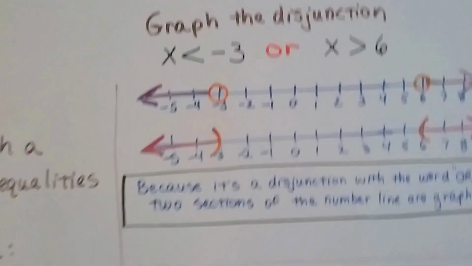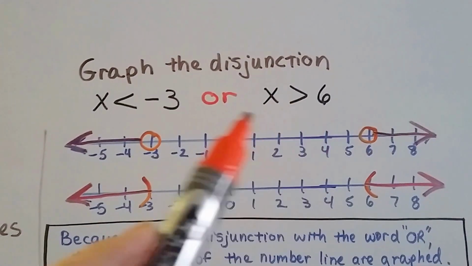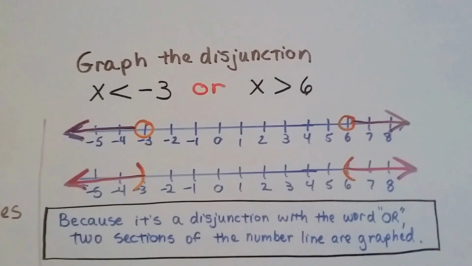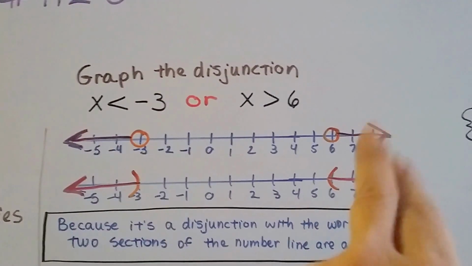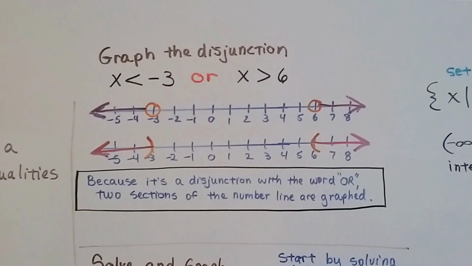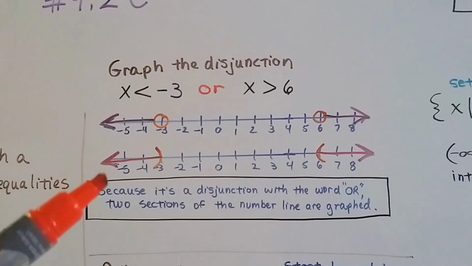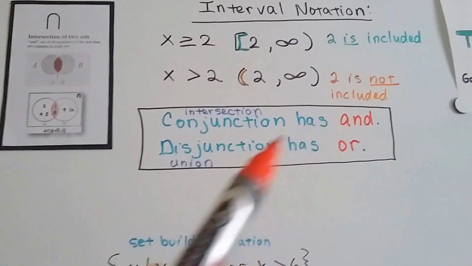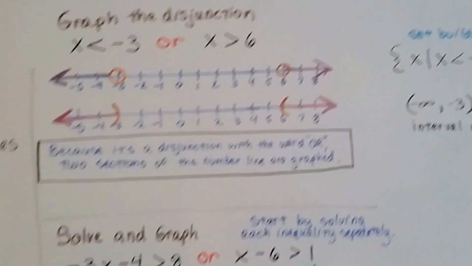Let me show you. It says to graph the disjunction x is less than -3 or x is greater than 6. Because of that word or, we're going to have two sections that we graph. See that? When we did the conjunction, we only had one section, right? Now we've got this side and this side. It's because of the word or. It's a disjunction with the word or, so two sections of the number line are graphed. If you can remember that, conjunction is one section, disjunction is two. Conjunction is like an intersection with and, and disjunction is a union with or, okay? If you can remember that, that's really going to help you, okay?